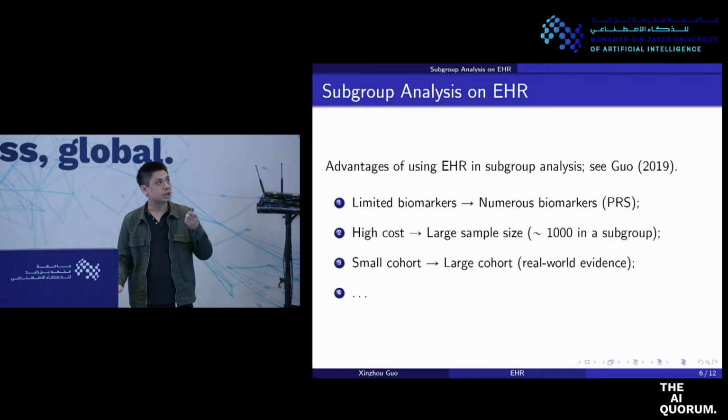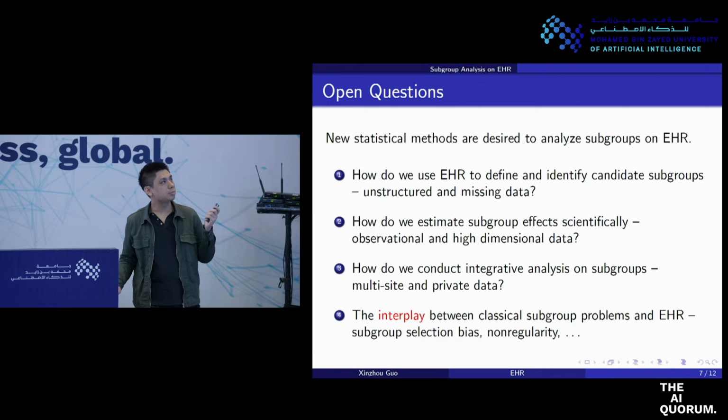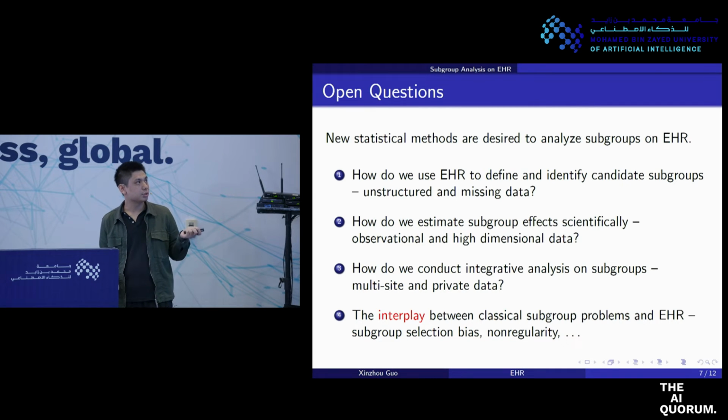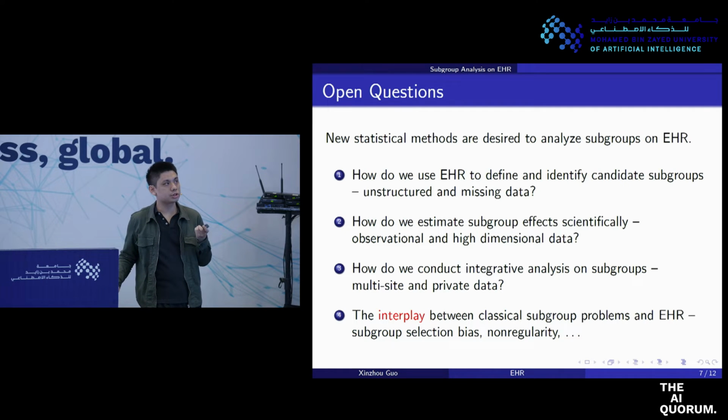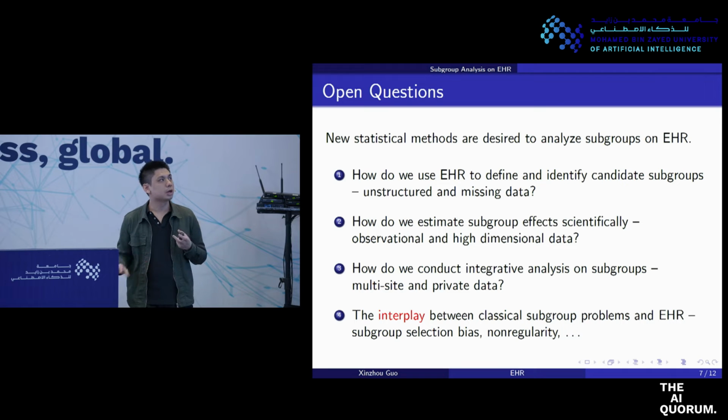This is the potential benefit of conducting subgroup analysis on EHR, but there are still some remaining challenges. These are some problems we need to address if we want to use EHR in analyzing subgroups, and we need to develop proper statistical methods to address them. The first problem is related to what I just mentioned. One benefit of using EHR in subgroup analysis is that we have a lot of biomarkers, so we can look into many subgroups. However, although we have many biomarkers, they might be unstructured data.